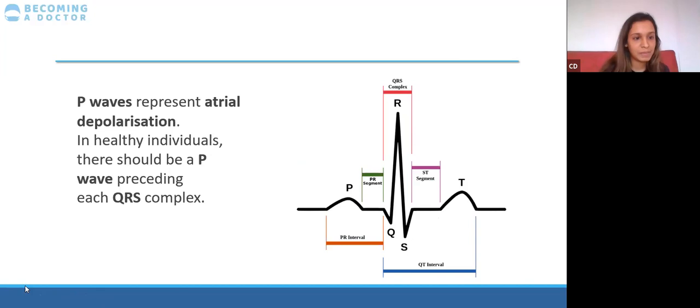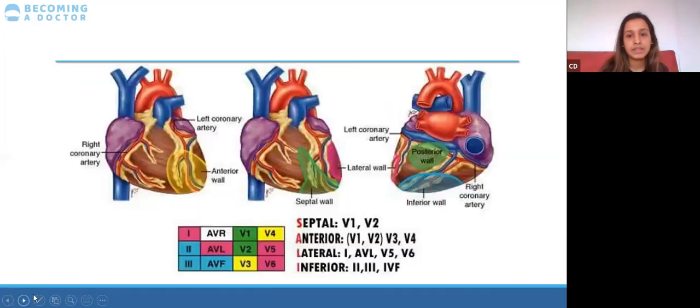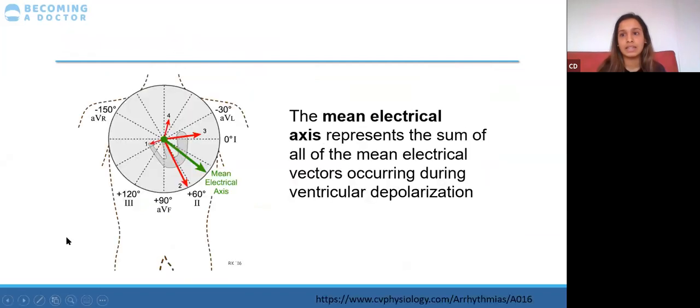Someone's just asked if I can go over Sally again. Okay, sure, let me go back and do that. So this is Sally: septal, anterior, lateral, inferior, with the letters highlighted. So V1 and V2 here, V3 and V4, V5, V6, 1 and AVL, and then 2, 3 and AVF. You can find this acronym online as well, so don't worry, just type in Sally and ECG and it'll come up.